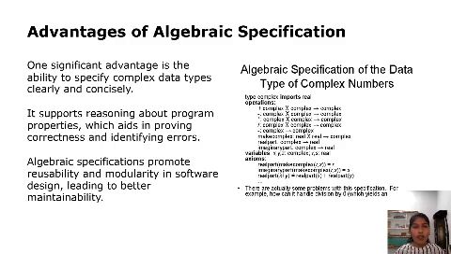The advantages of algebraic specification. One significant advantage is the ability to specify complex data types clearly and conscientiously. It supports reasoning about program properties, which aids in proving correctness and identifying errors. Algebraic specifications also promote reusability and modularity in software design, leading to better maintainability. Here are some of the data types, such as complex numbers, with operations, variables, and the axioms.